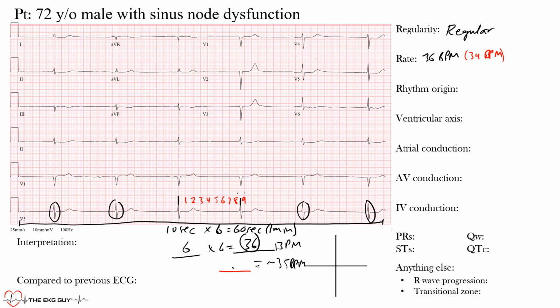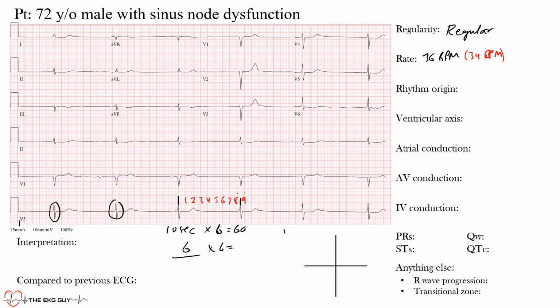All right, let's move on here to the next aspect, and that's the rhythm origin. So where is this rhythm actually originating from in the heart? That's what we're asking here when we talk about the rhythm origin. One way that we've been doing this is by looking at these QRS complexes. If they're wide, that may suggest either aberrancy, some intraventricular conduction delay, or that the rhythm may be originating from the ventricles.